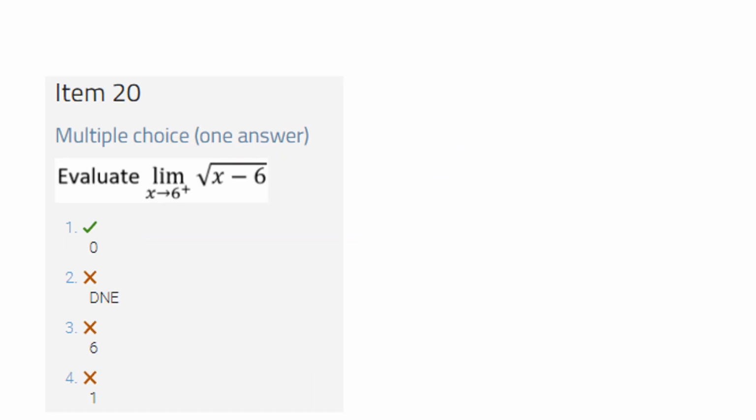So what is the limit on the right of 6? So when x approaches 6, and I said earlier, the domain is all real numbers greater than or equal to 6. Therefore, substitute: square root of 6 minus 6 is equal to 0.